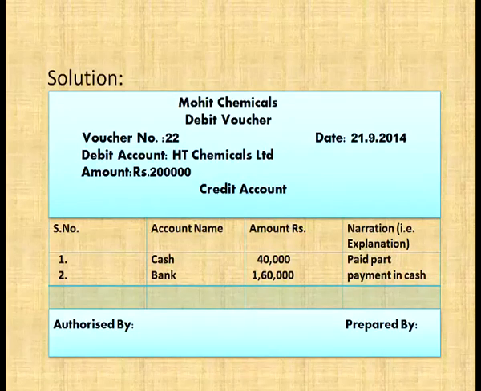Cash worth rupees 40,000 is paid and the remaining amount from rupees 2 lakh, that is 40,000 will be deducted from 2 lakh. You will get 1,60,000 in the form of check. So, cash and bank, cash 40,000, bank 1,60,000. Prepared by the accountant, so signed by him. Countersigned by authorized signatory.